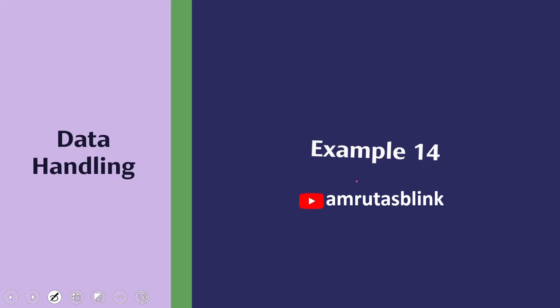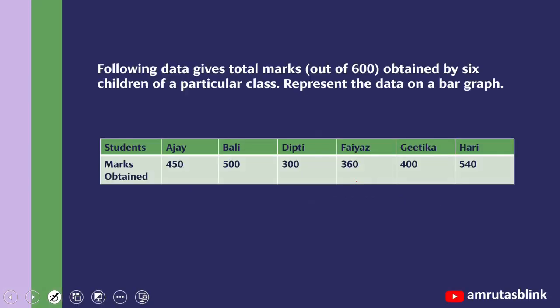Example number 14. Following data gives total marks out of 600 obtained by 6 children of a particular class. Represent the data on a bar graph. Students and their marks obtained: Ajay 450, Bali 500, Deepti 300, Fayaz 360, Gitika 400, Hari 540.